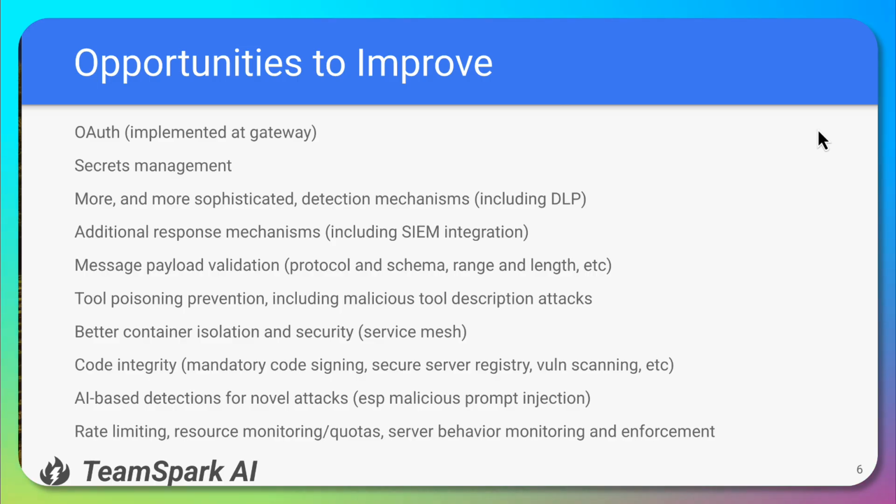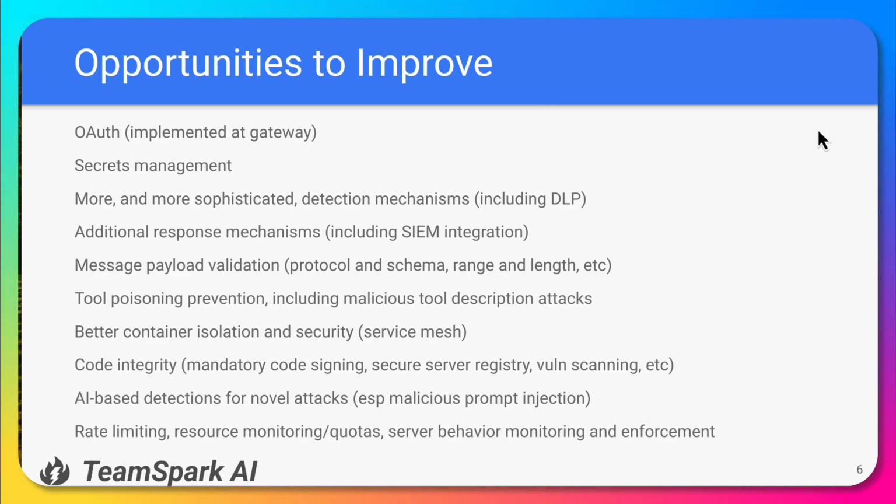This is what I would consider the next tranche of features to deal with the next most likely and most dangerous kinds of attacks in MCP. OAuth, which a couple of other vendors have done, and we're in the middle of working on. We implement that at the gateway so that the client and the agent don't have to worry about OAuth. For MCP servers that support it, we'll do the OAuth at the gateway transparently.